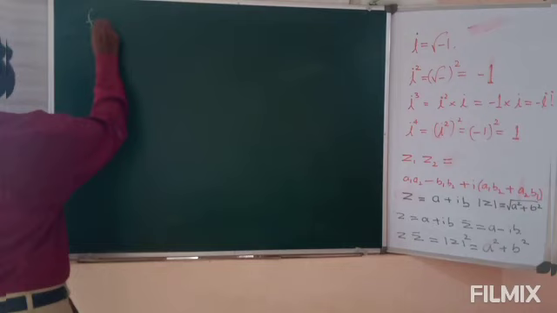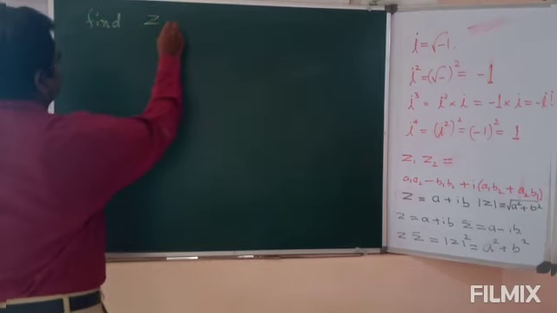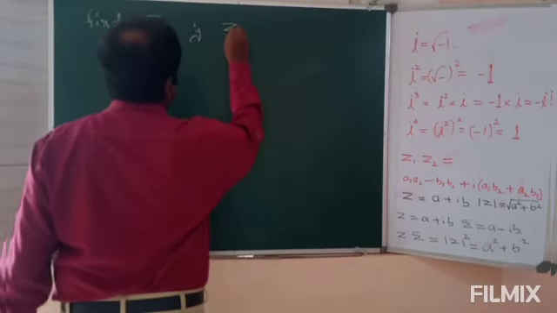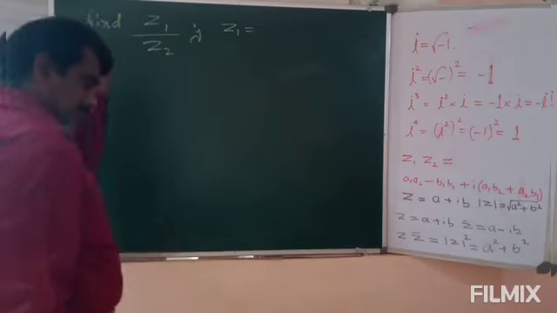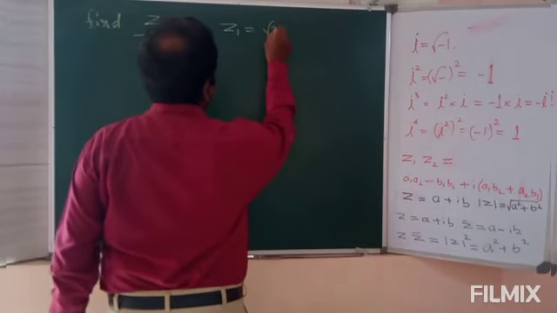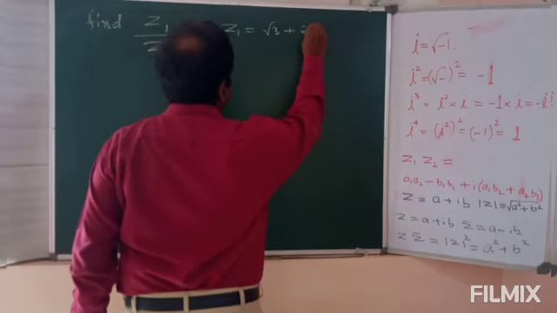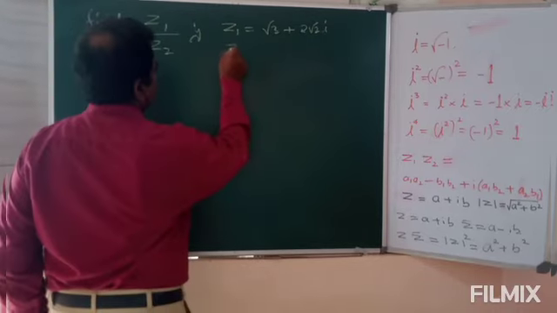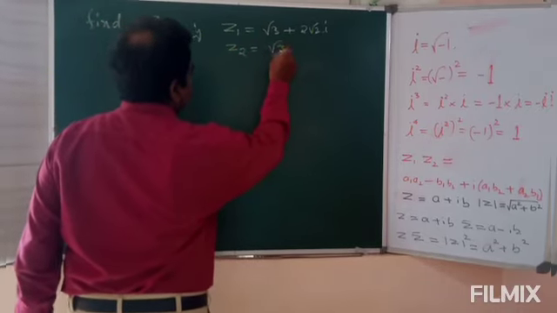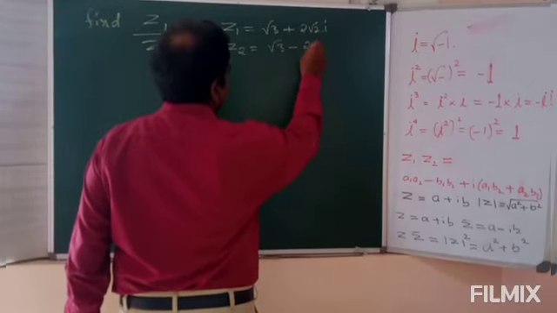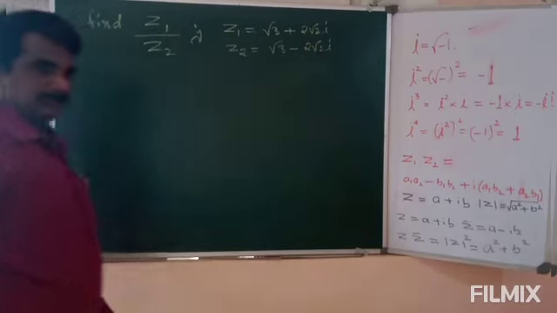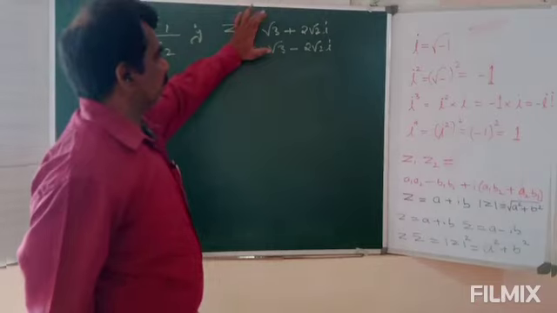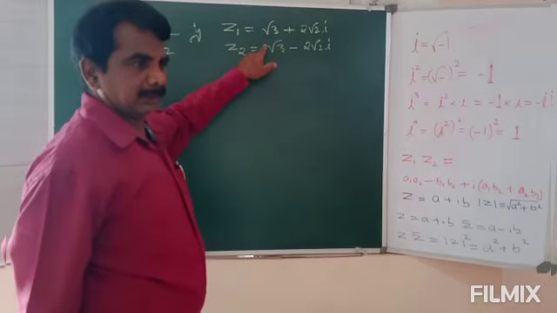Find Z1 divided by Z2 if Z1 is equal to root 3 plus 2 root 2i, and Z2 is equal to root 3 minus 2 root 2i. Yes, you can take the rational numbers also. These are the reals, that's all. What is the real number? Root 3 is the real number.